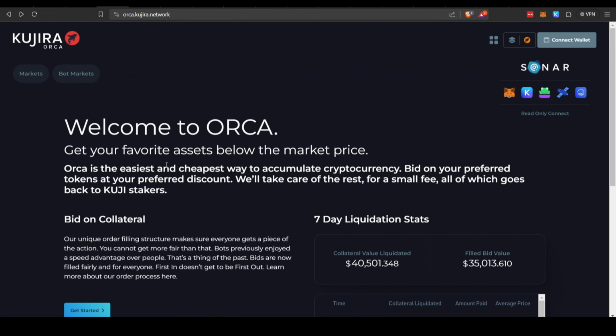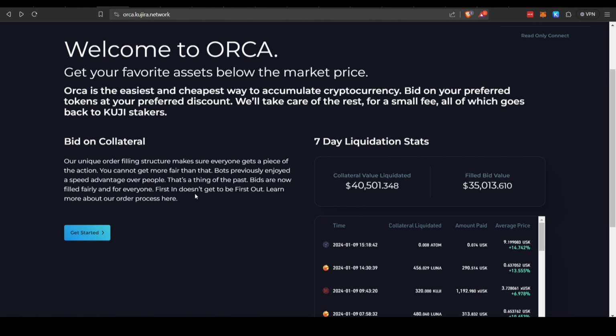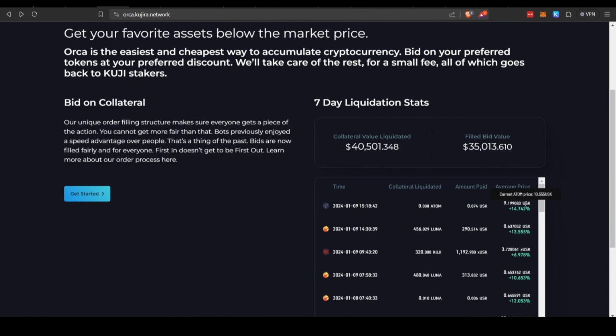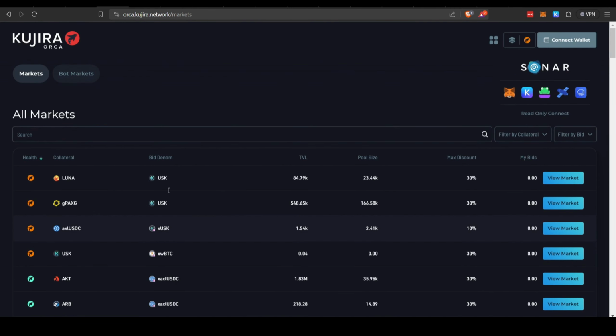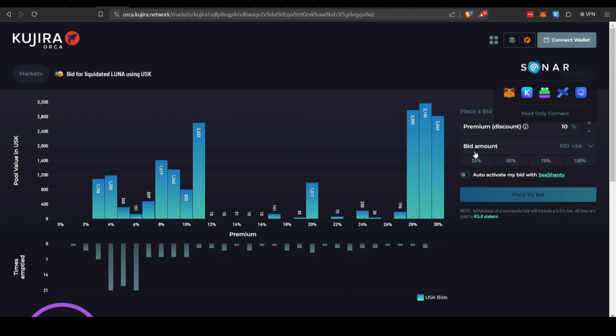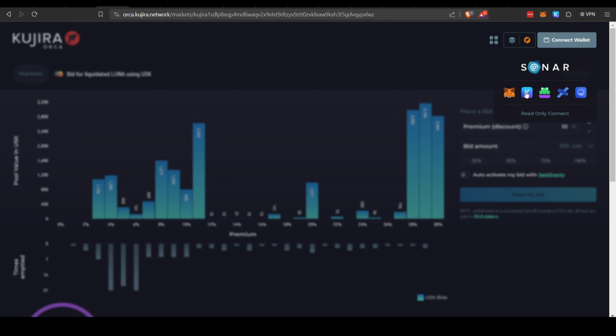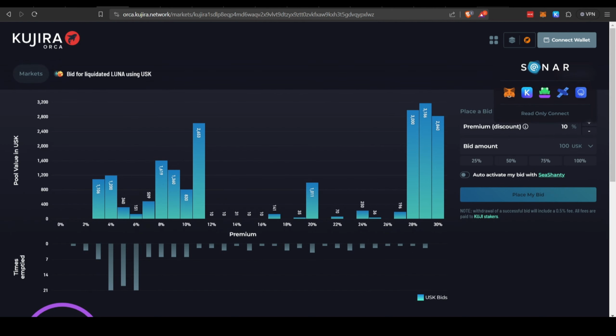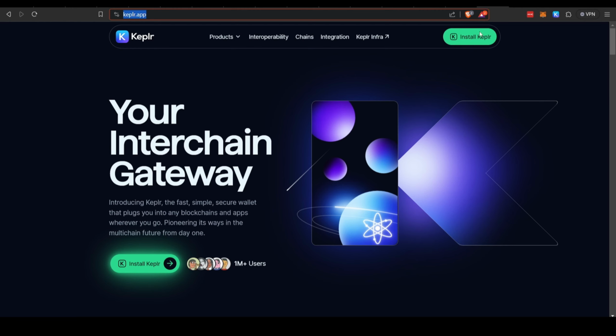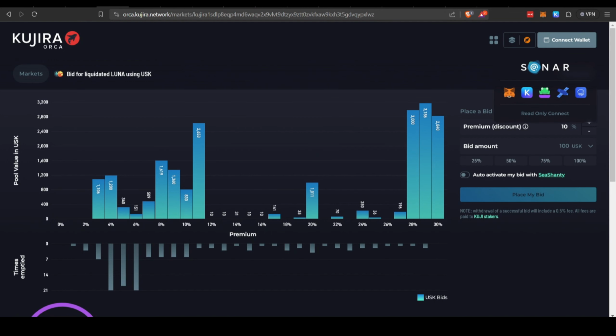So let's go here to ORCA, liquidated collateral. It looks like these are the recent liquidations. Let's go in here. And if we click on Luna, I would highly recommend using the Keplr wallet for this ecosystem. It works for everything I'm doing today. If you're not familiar with Keplr, K-E-P-L-R dot app, you install it as your browser extension. Make sure you save your seed phrase and password very securely. All right, let's head back over here.